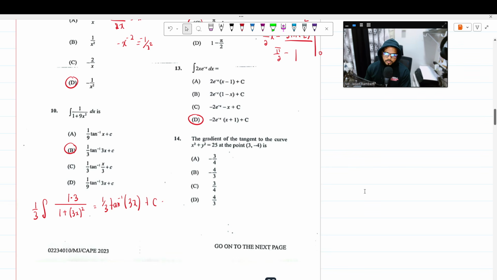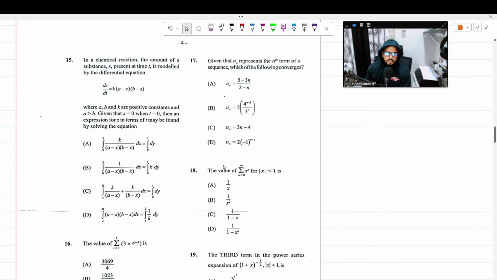This one is also a repeat question. This one, it was 3/4, I think. 2x plus 2y dy dx is equal to 0. So dy dx is equal to minus 2x over 2y, which is minus x on y, minus 3 over minus 4, which is 3/4. Yes, I was correct.